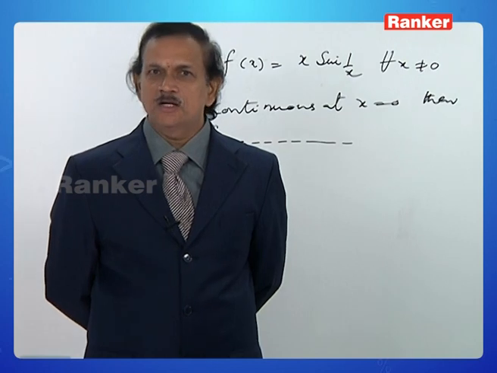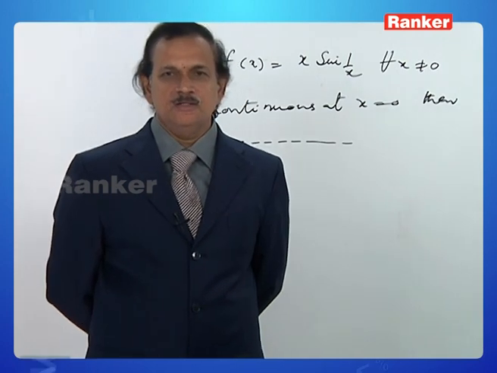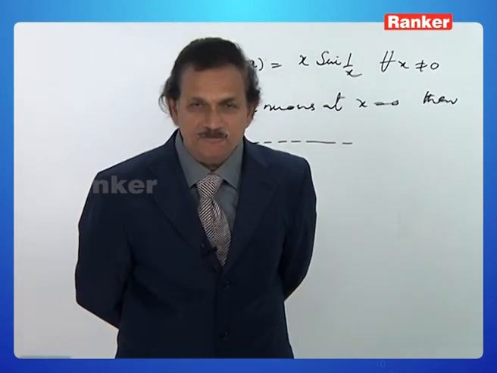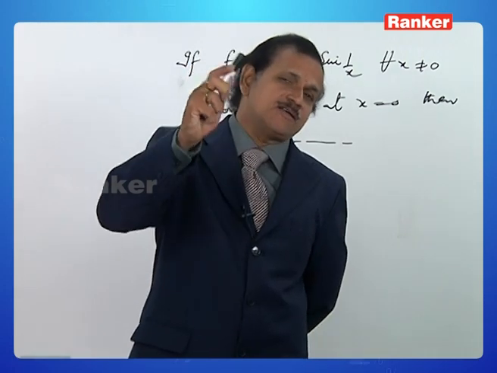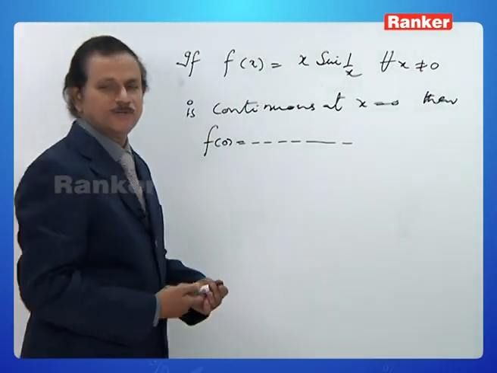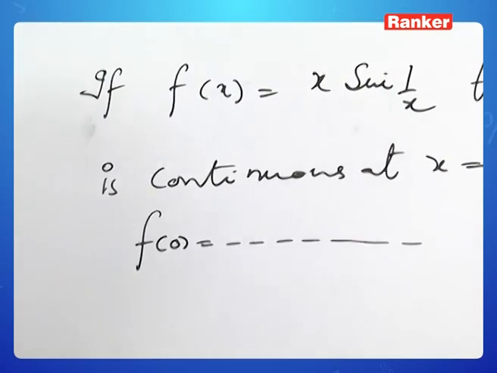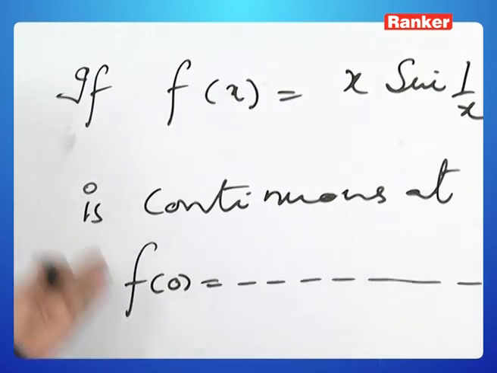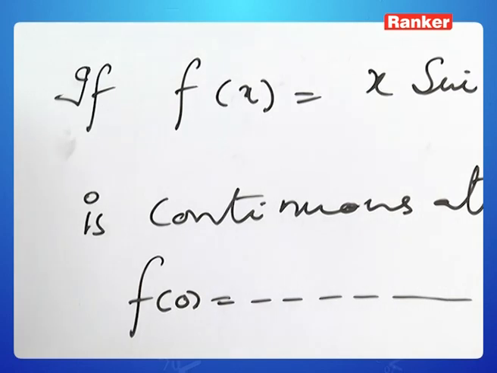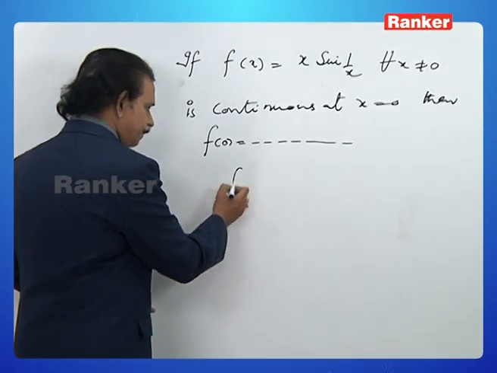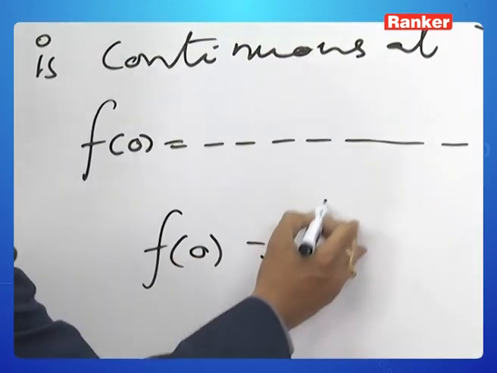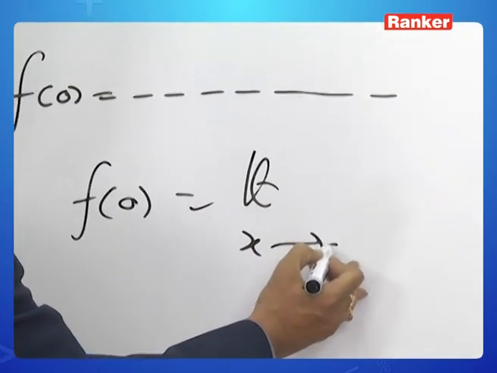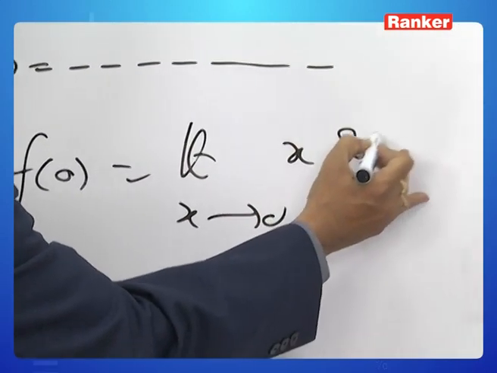He is giving that f is continuous. You define f of 0 so that f is continuous at x equal to 0. Well, what can we define? In order to satisfy the data, f must be continuous. So if you use the continuity, f of 0 is equal to the limit as x tends to 0 of x sin 1 by x.